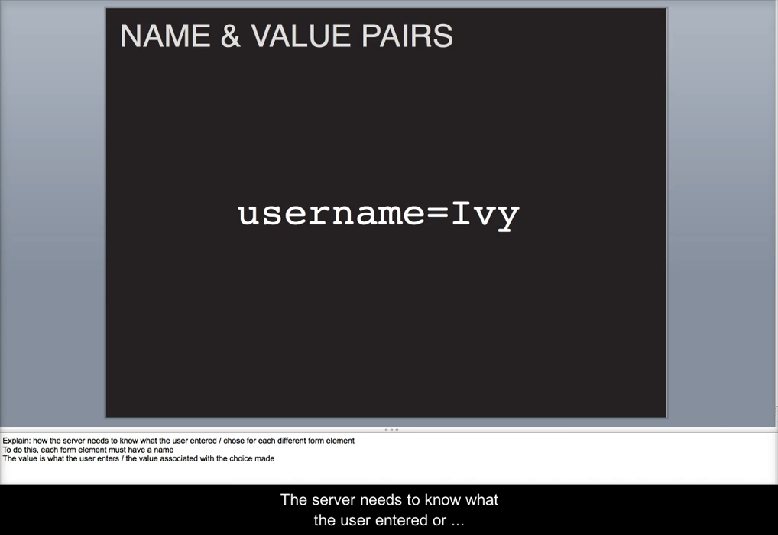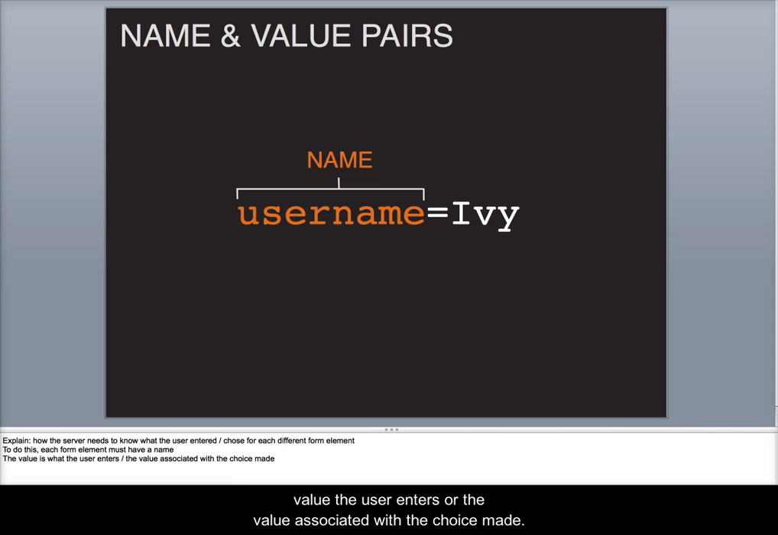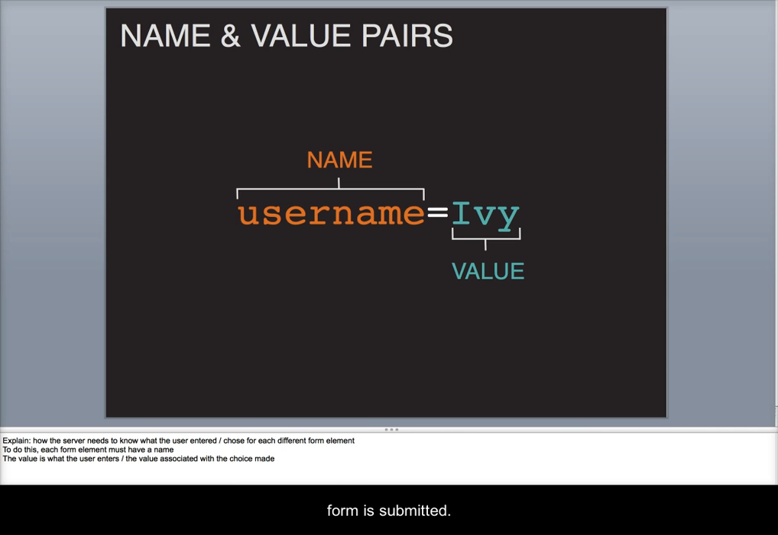The server needs to know what the user entered or chose for each different form element. To do this, each form element must have a name and the value the user enters or the value associated with the choice made. The name-value pairs are declared as a name, then equals, and then the value that will be sent to the server when the form is submitted. You have to mark those up. Here is the value of the username section. Usernames and other directly entered text values use a text control on the form. What you see here is what will be sent to the server. If the user entered Fred, then it would be the value of Fred.